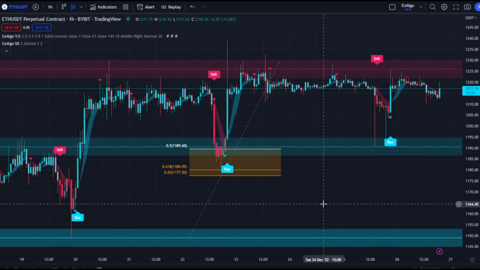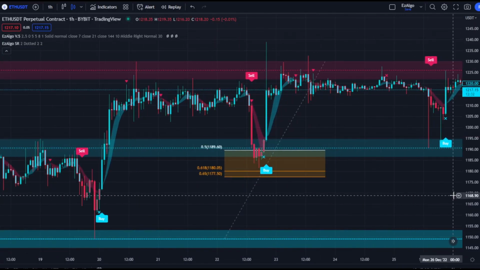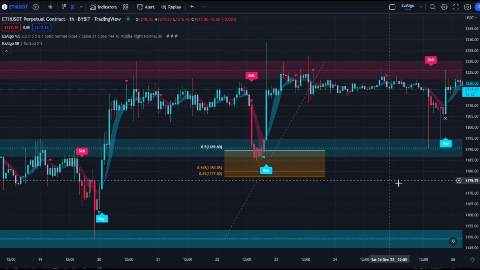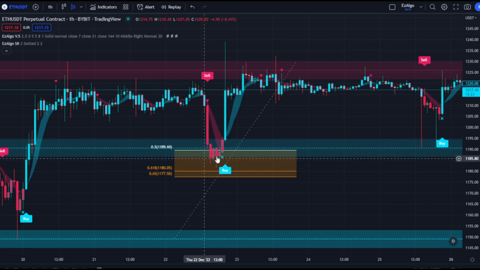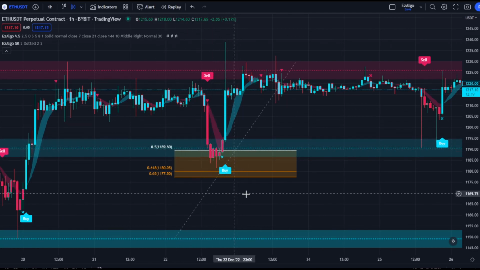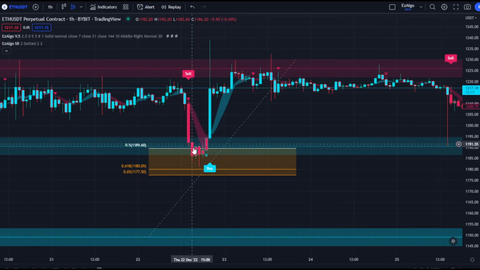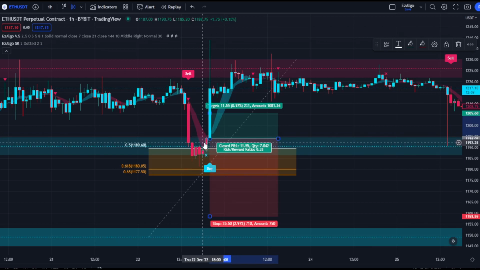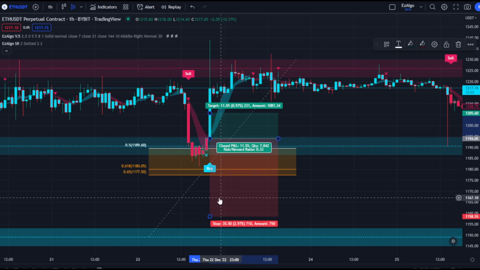Now, if you want even more confirmation, what you can do with this strategy is actually wait for a reaction from this level. So instead of setting a limit order, you could wait for your first bullish candle off of this level, right? So for example, we came down to the 0.5 and we have this bullish candle with a mild buy signal on EzAlgo. That can be your first entry right here. And then if price comes back down to the golden pocket for whatever reason, and you see another reaction from the golden pocket, you can enter again.